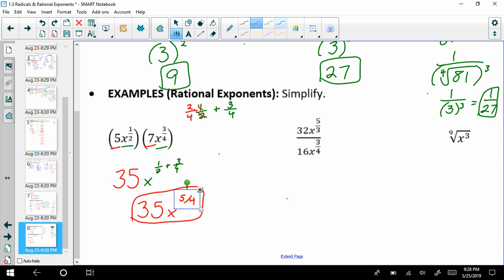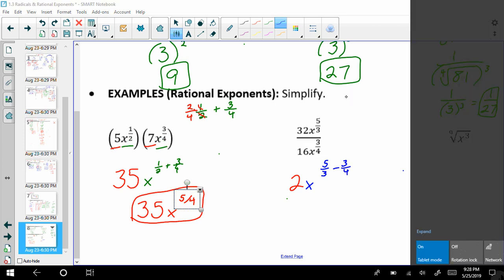Let's do the next one. This time I'm going to divide. So 32 divided by 16 is 2. And then when I do the x's, when I divide, remember I subtract. So I'm going to have to do 5/3 minus 3/4. So off to the side.